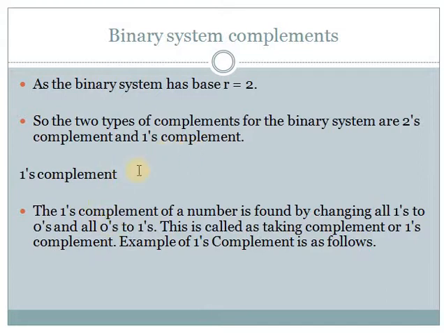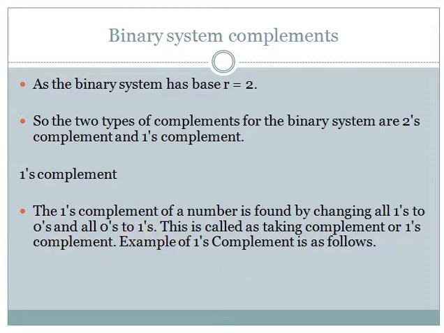First we will see the 1's complement, how 1's complement is performed. The 1's complement of a number is found by changing all the 1's to 0's and all 0's to 1's. This is called taking complements or 1's complement. That is, if there is 1, that is changed to 0. If there is 0, that is changed to 1. That you call 1's complement.